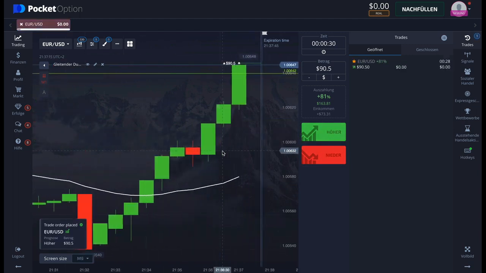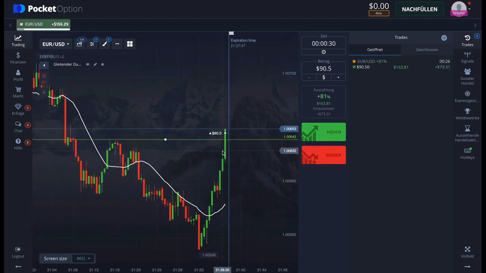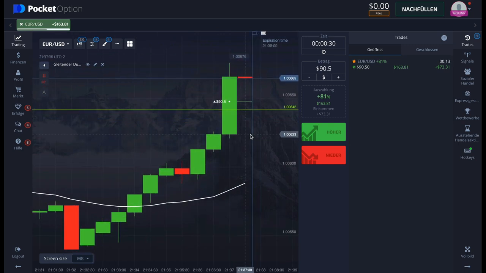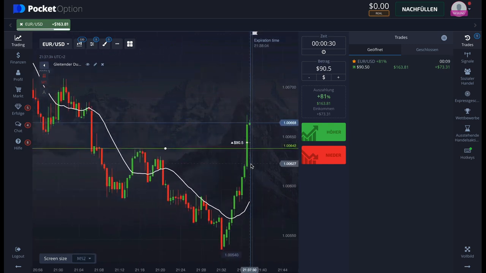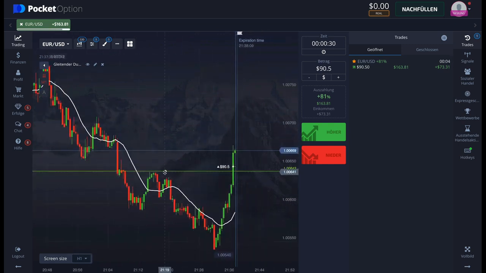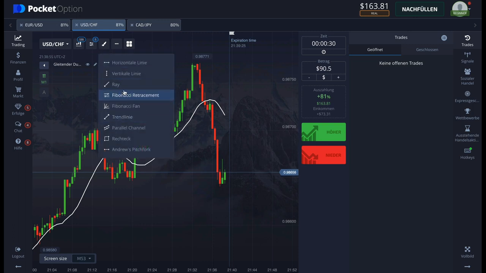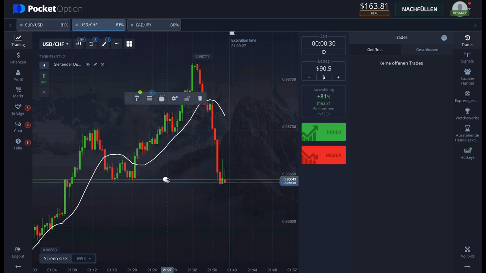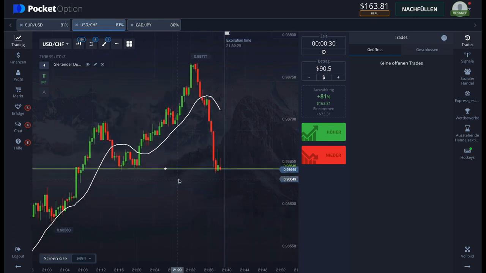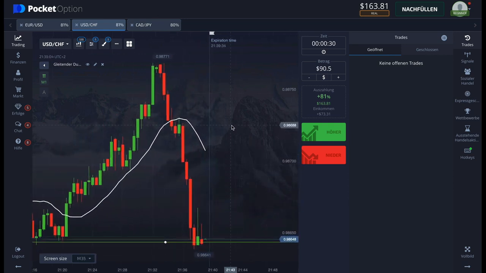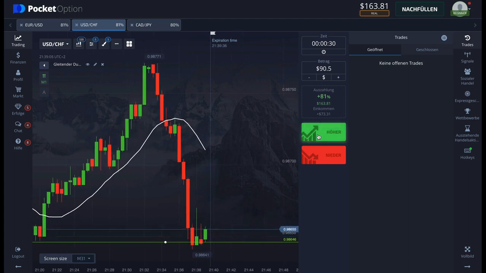Break confirmed, trade placed. So let's wait for the result. Easy profit again this time. Next example. Here I saw another support line. There is no breakout yet, so that means it will support the trend and go up again. That's why I place a call trade.